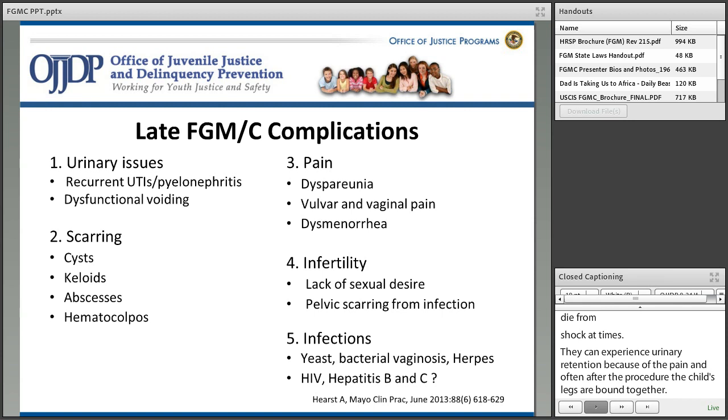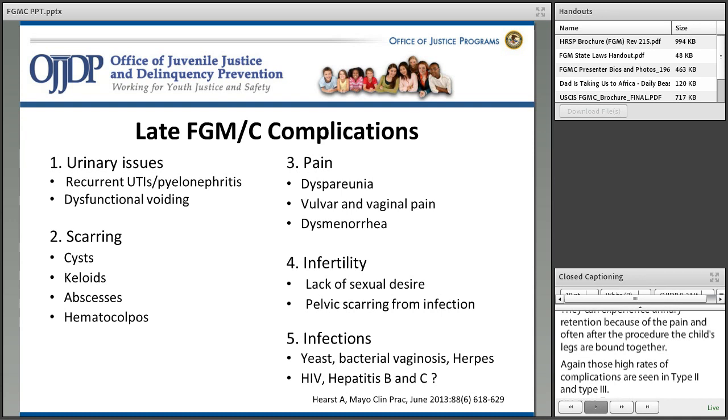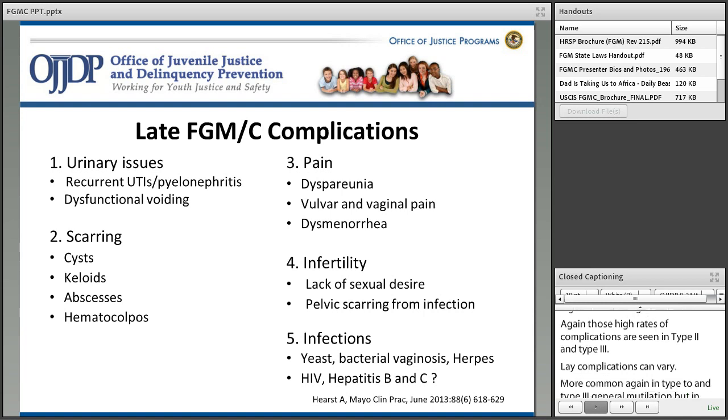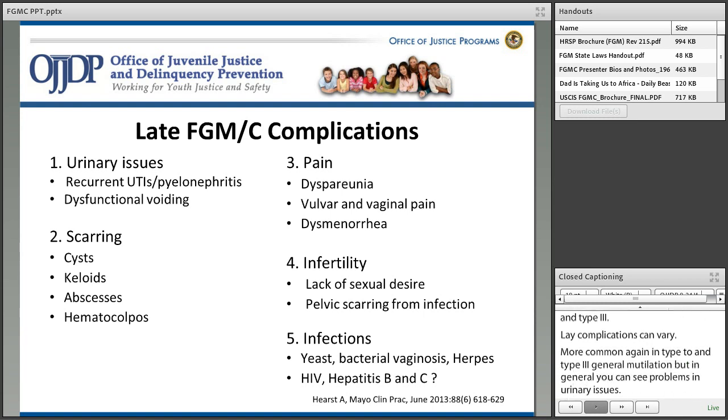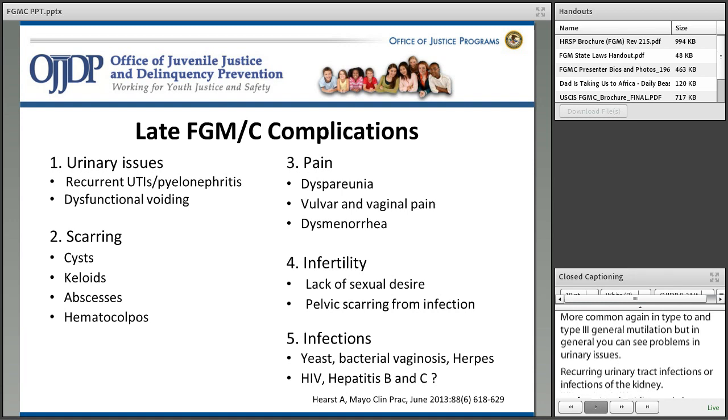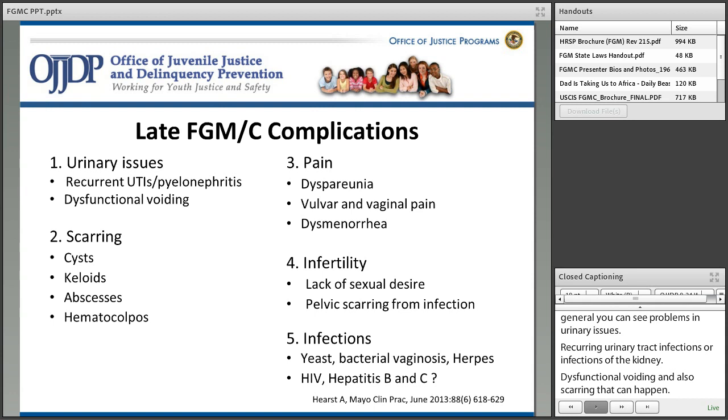Late complications can again vary, more common in type 2 and type 3 genital mutilation. In general, you can see problems in the area of urinary issues, so recurrent urinary tract infections or pyelonephritis, infections of the kidneys, and a lot of dysfunctional voiding. You can also see scarring, cysts or keloids, which are an overgrowth of tissue in the area. People can develop abscesses, or they can have difficulty with hematocolpus, which is the extruding of the menses when they have their period.